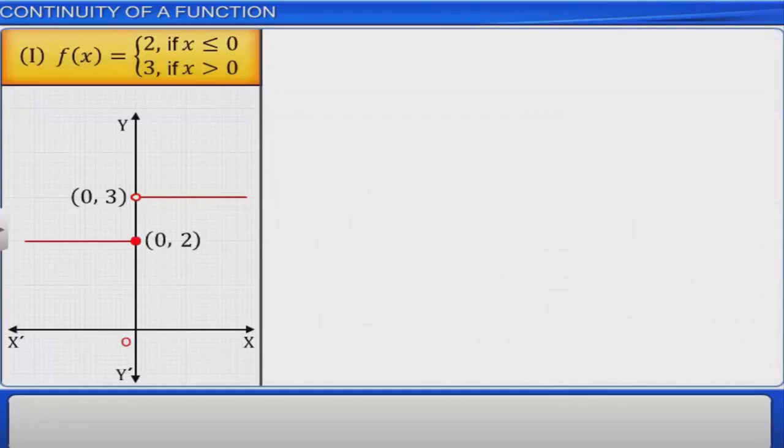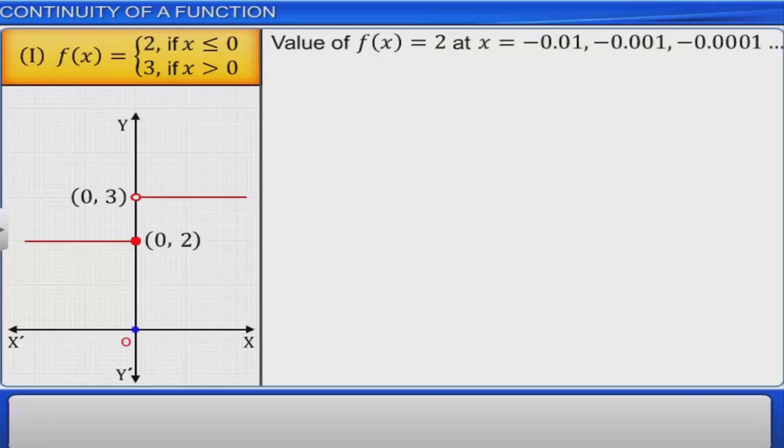It is clear that the value of the function is equal to 2 for all negative values of x. This implies that at all points near and to the left of 0, like minus 0.01, minus 0.001, minus 0.0001, and so on, the value of the function is 2. Thus we can say that the left-hand limit of f at 0 is 2.